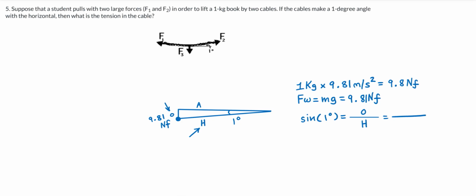So again, that's SOH CAH TOA: sine is opposite over hypotenuse, cosine is AH, adjacent over hypotenuse, and tangent is OA, opposite over adjacent. So we substitute the information in. Opposite side is 9.81 newtons force divided into hypotenuse H. And again, we just swap this around.